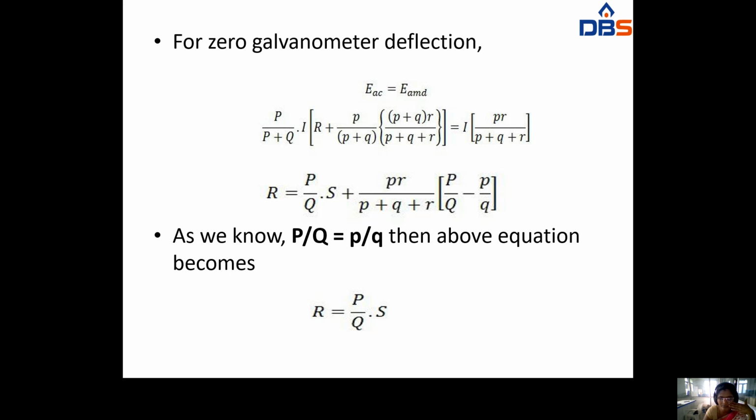You can substitute that in the place of P by Q. So at that time small p by small q minus small p by small q becomes 0, so that whole term is equal to 0. At that time the formula to find out the unknown resistance by using the Kelvin's double bridge is capital R equal to capital P by capital Q into S. That means the ratio of P and Q are known resistance values, S is the standard resistance, and R is the unknown resistance, the resistance which is to be found out.